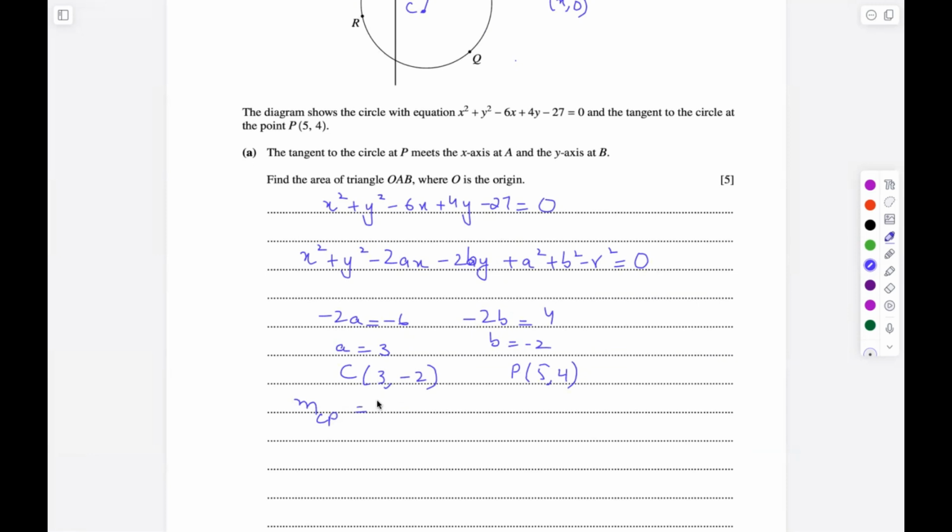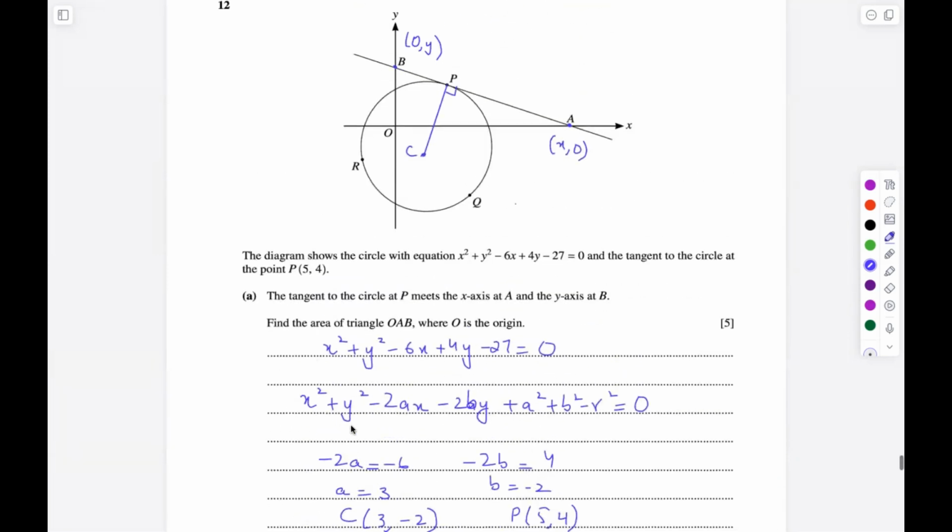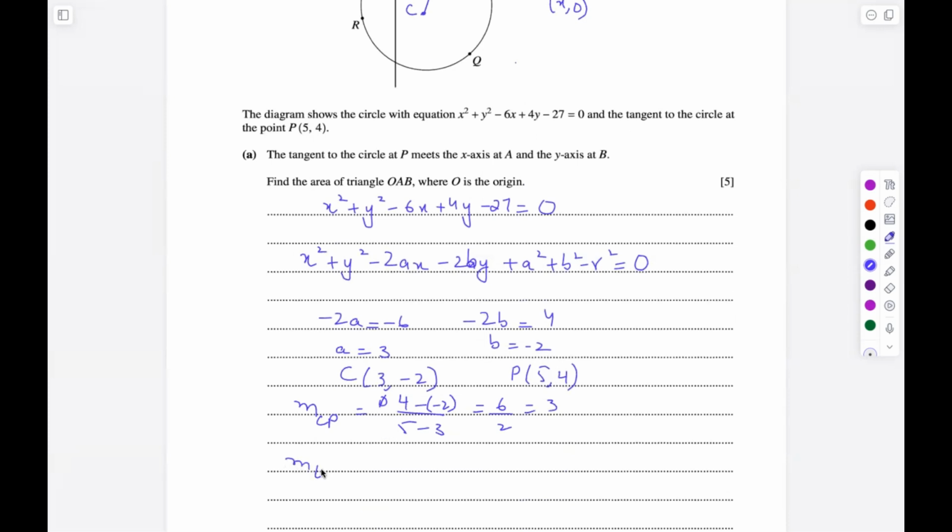Finding the gradient of CP, that will become (4 minus minus 2) upon (5 minus 3). So this will be 6 upon 2, which is equal to 3. Now, as this is the gradient of CP, the gradient of AP will be the negative reciprocal. So the gradient of the tangent will be equal to minus 1 upon 3.